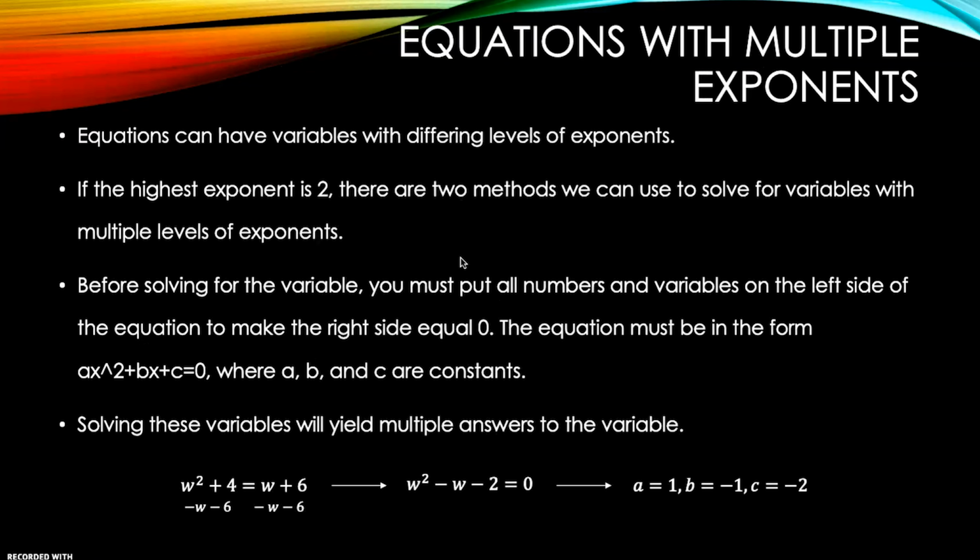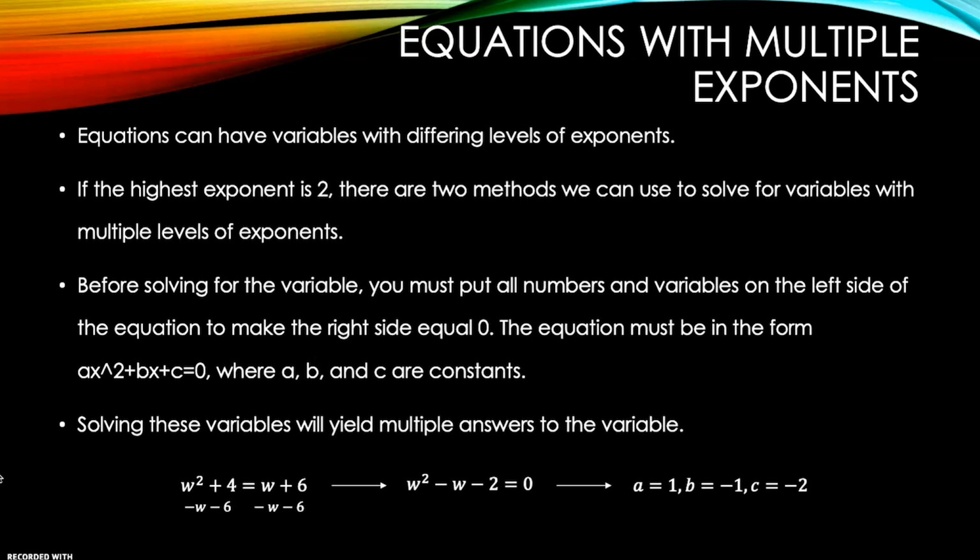So solving for these variables is pretty simple. But what if the equation contains variables with differing exponents? If this is the case, the simple method of isolation won't work, as the variables won't be able to combine with each other. If the highest exponent is 2, there are two methods we could use to solve for the variable. Solving for these variables will produce two values for the variable, except for in special cases.